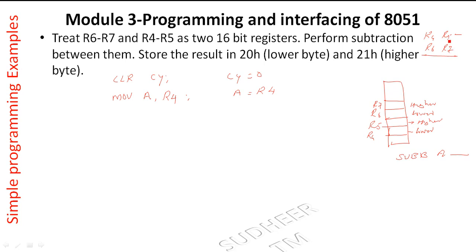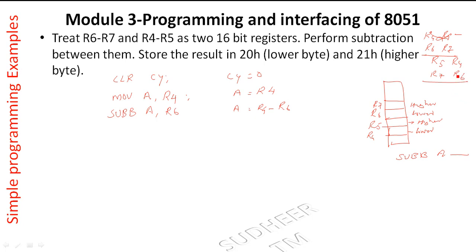R4 R5 minus R6 R7. Okay, R4 is the lower byte. So let us subtract R6 from R4. So the instruction is SUBB A comma R6. So A is equal to R4 minus R6, and that result will be available at the accumulator.